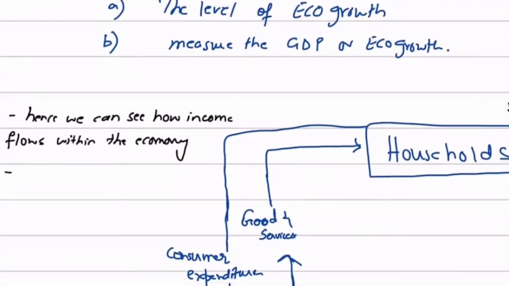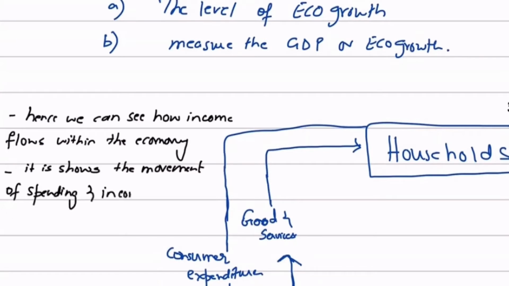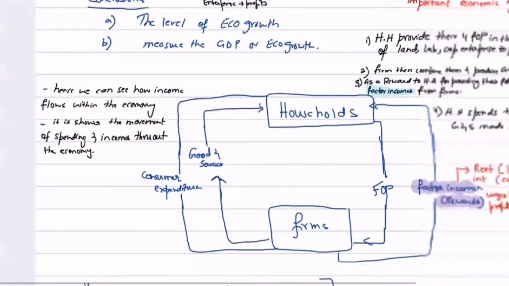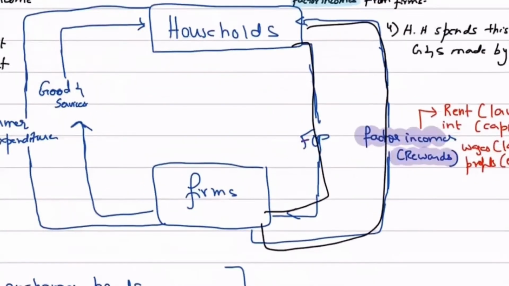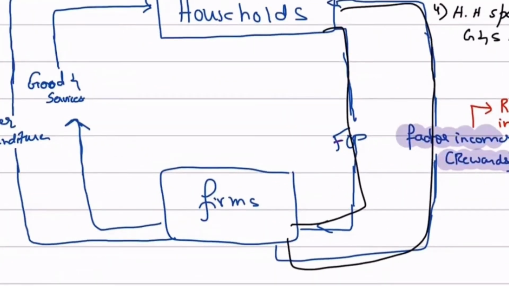And you can say that it is basically showing the movement of spending and incomes throughout the economy. Because what is happening is that when the firms are buying the factors of production from households, they're actually rewarding them as factor incomes. So this is an expenditure that is given.